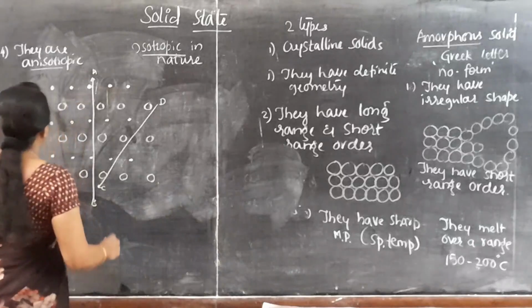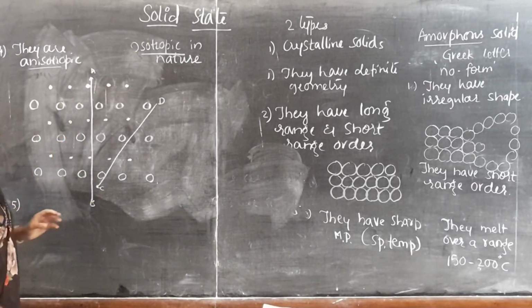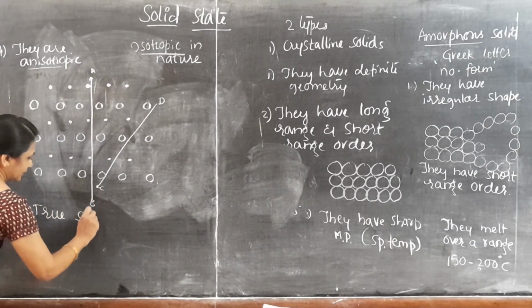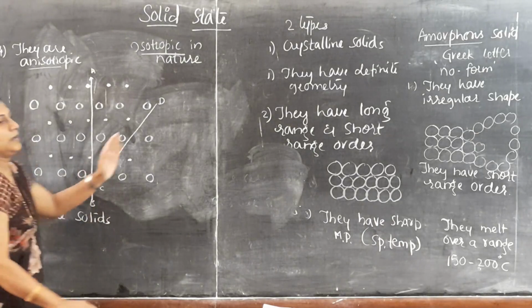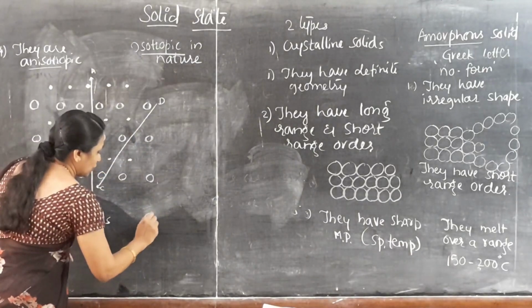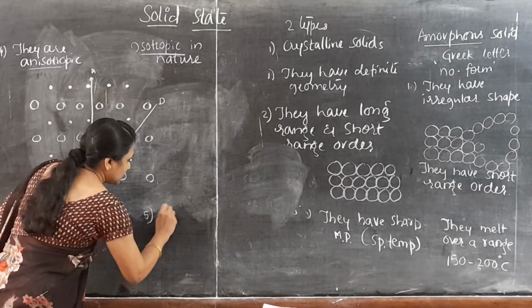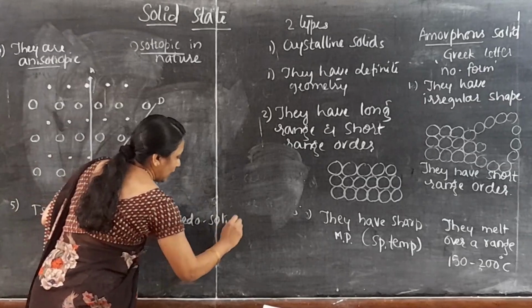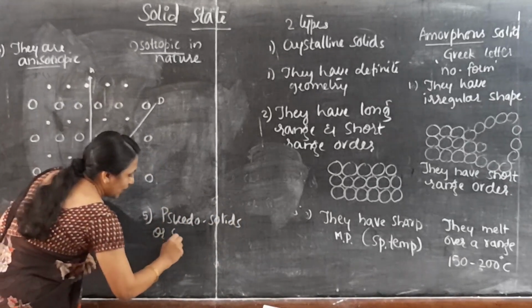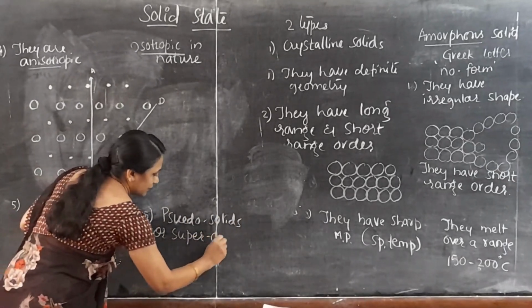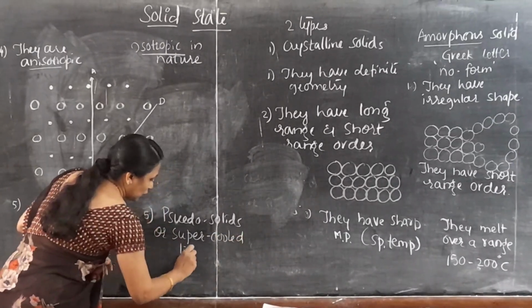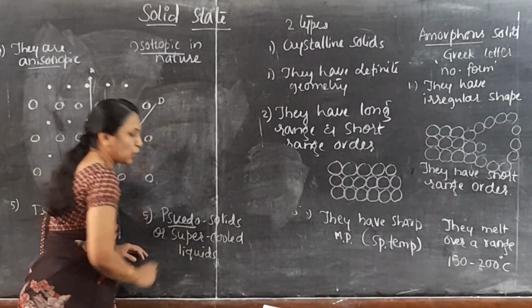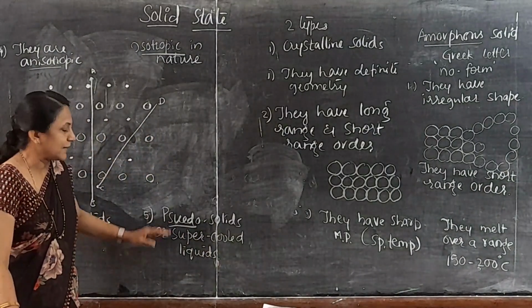And one more thing, these crystalline solids are also known as true solids. These amorphous solids are also known as pseudo-solids or supercooled liquids. They are not true solids.